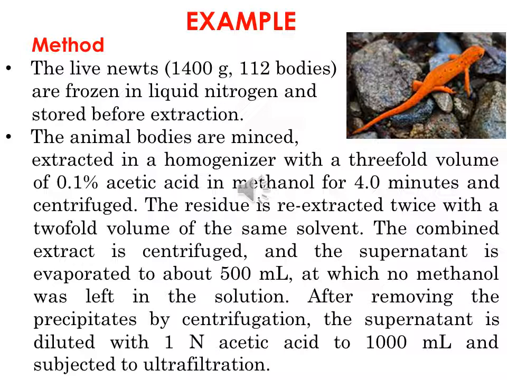The residue was re-extracted twice with a twofold volume of the same solvent. The combined extract was centrifuged, and the supernatant was evaporated to about 500 ml, at which no methanol was left in the solution. After removing the precipitates by centrifugation, the supernatant is diluted with 1 normal acetic acid to 1000 ml, and it is subjected to ultrafiltration.